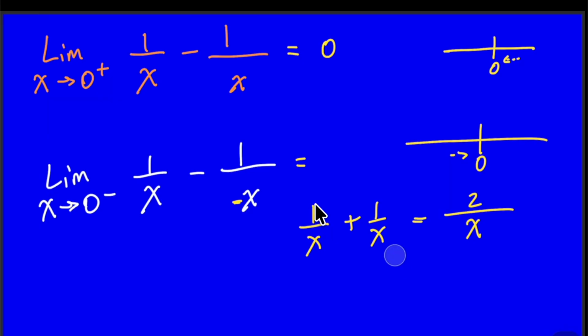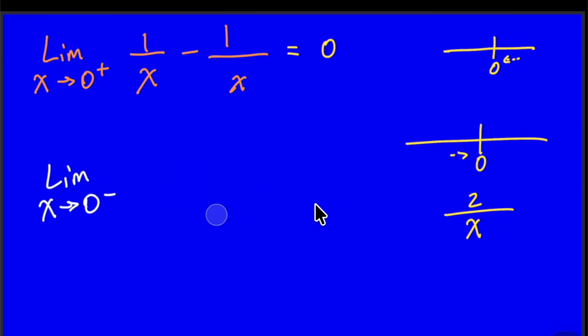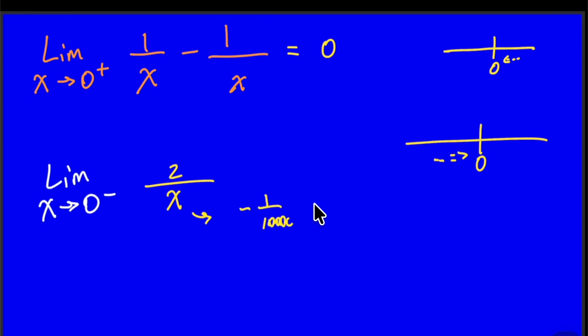Okay, so now we have the limit as x approaches 0 from the left of 2 divided by x. So as these numbers get very, very close to 0, x is going to become something like negative 1/millionth. We're going to do keep, change, flip, and this limit is going to head towards negative infinity.